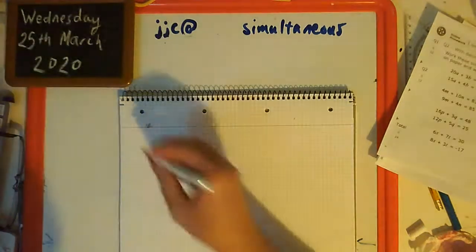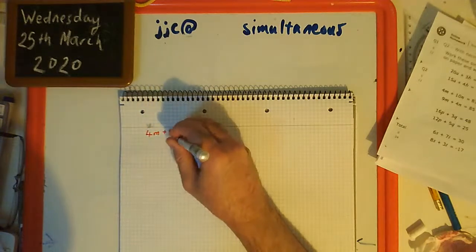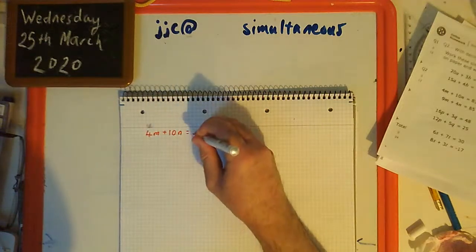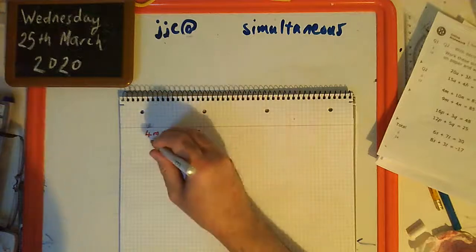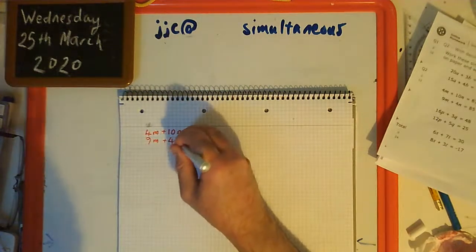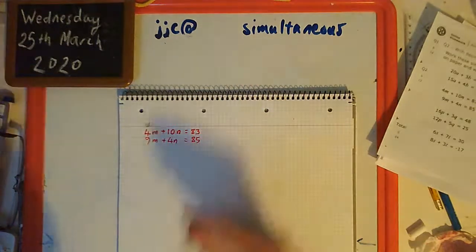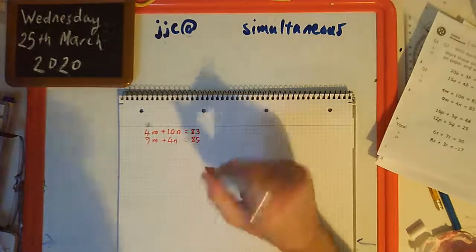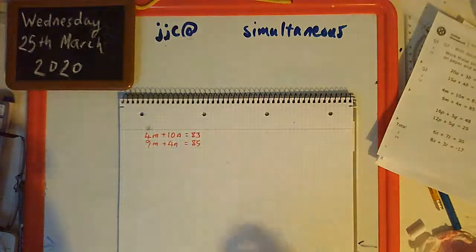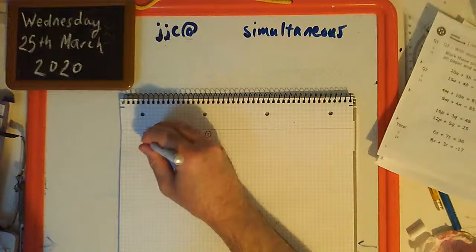Okay, so the next one says 4m plus 10n equals 83, and 9m plus 4n equals 85. I will whiz through this one fairly quickly now, so you can always play it back and take it at your own pace. So I'm going to call those equation 1 and equation 2.